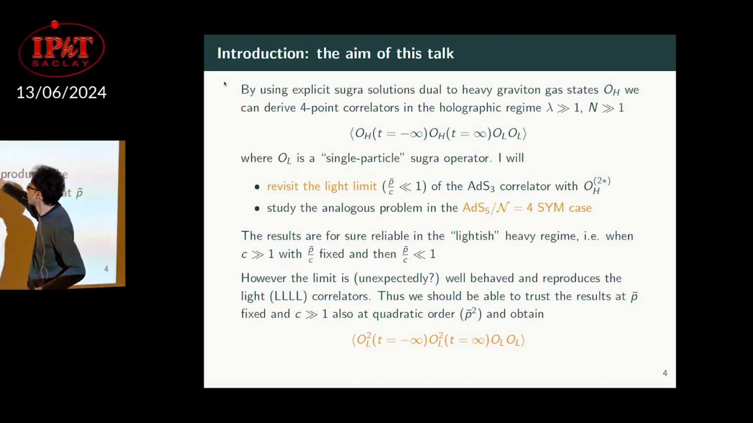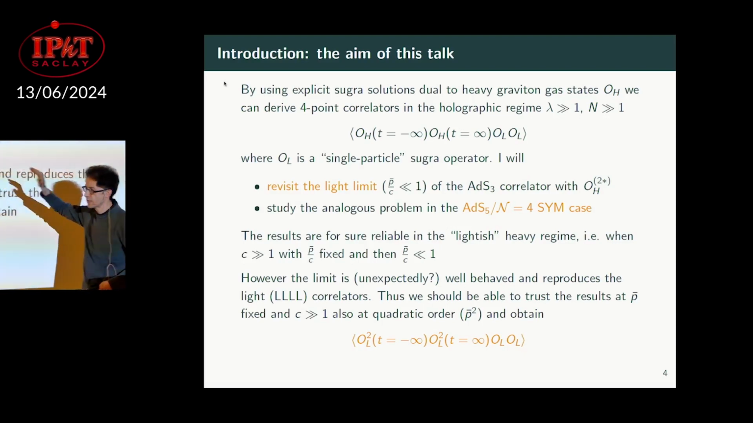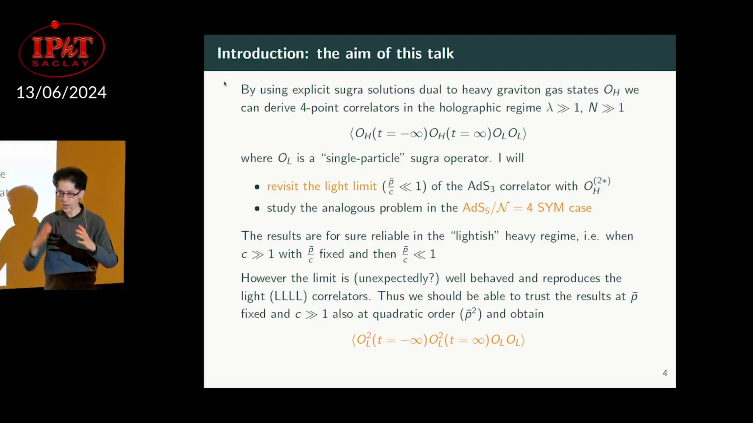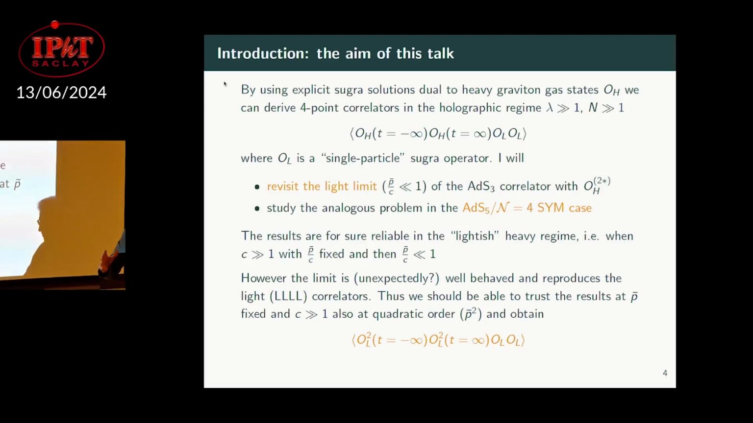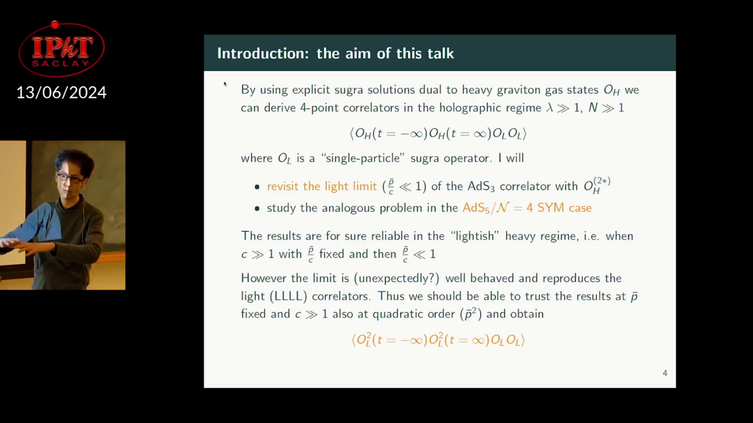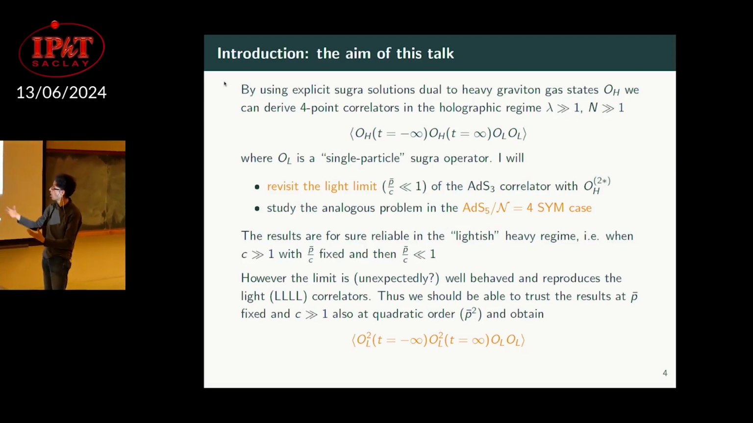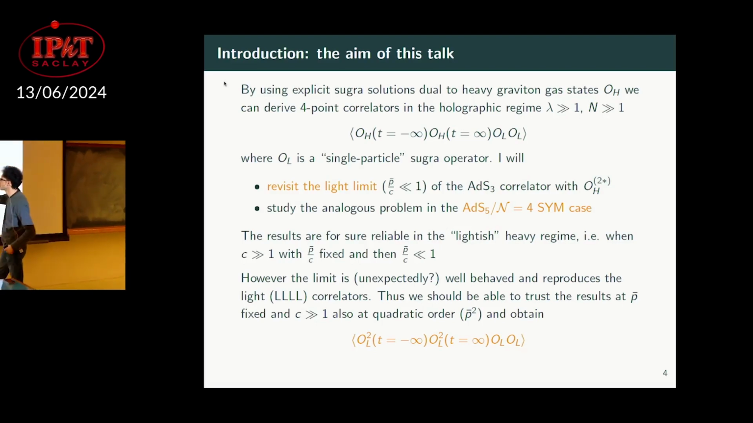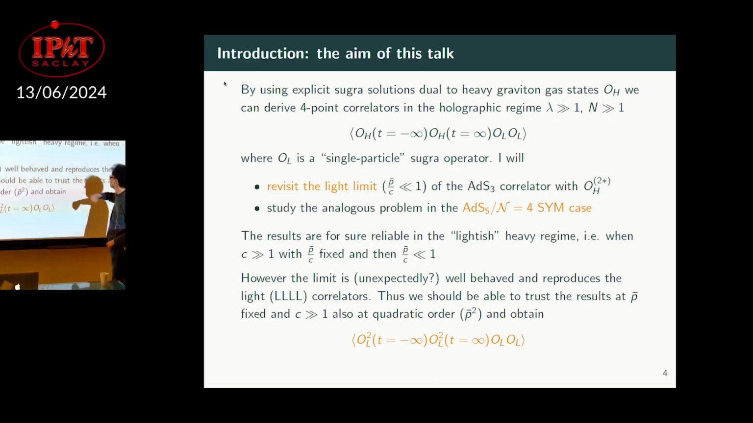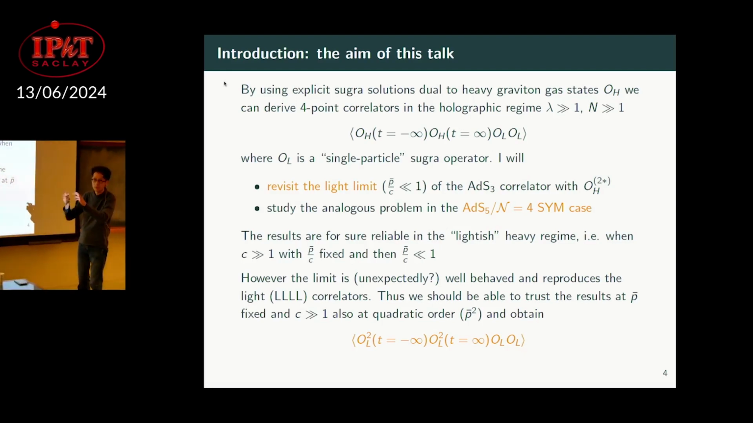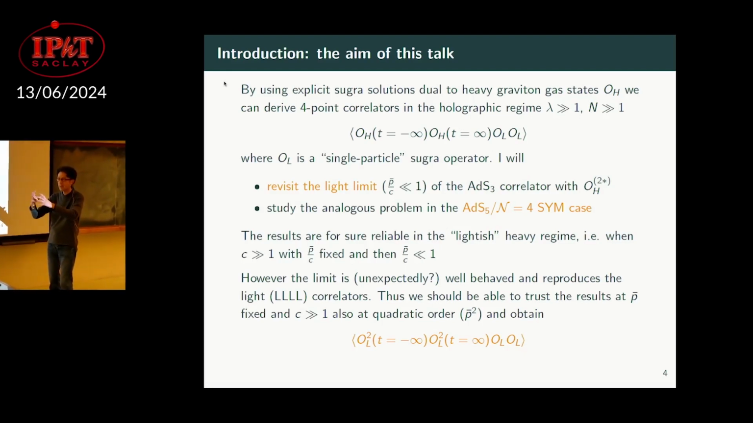Now, at this point, you might complain, right? You say, well, since you started from a geometry, that geometry, in order to be reliable, has to have low curvature. So the mass of the object producing the geometry should not be too small. So it's true you can take P bar over C small, but it still has to be an order one object if I want to use a geometry. So that's why I'm saying the result should be reliable in a lightish heavy regime. So it's a heavy state, but then you take the mass to be perturbative.